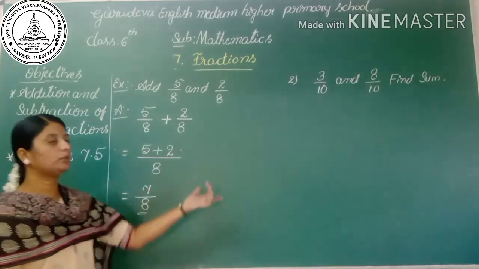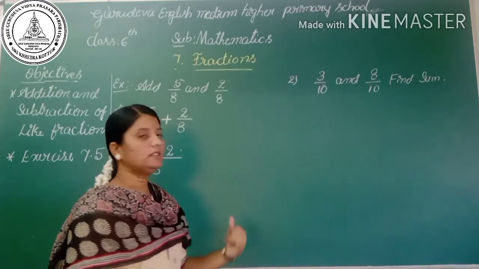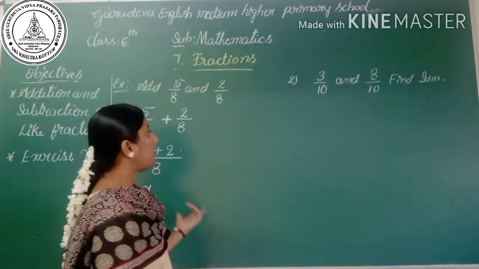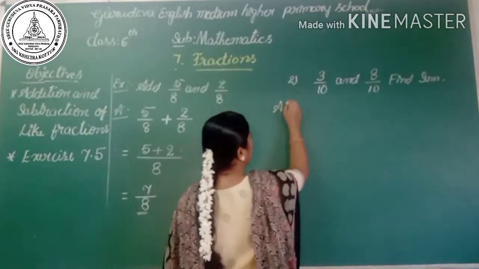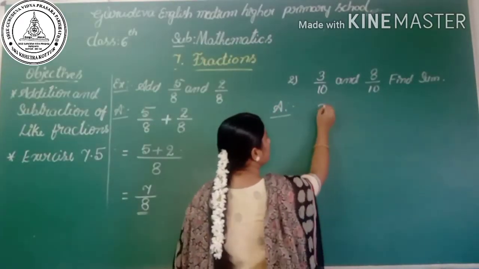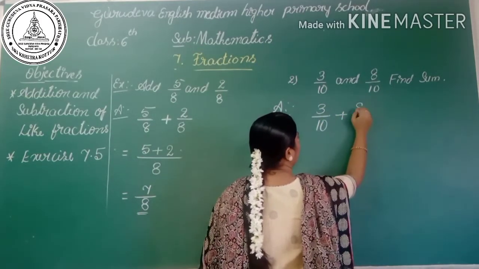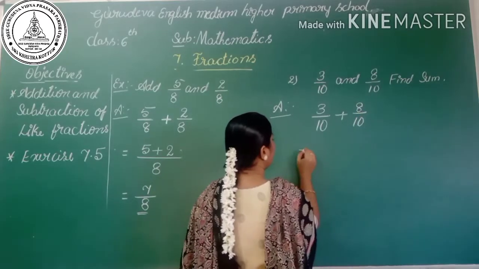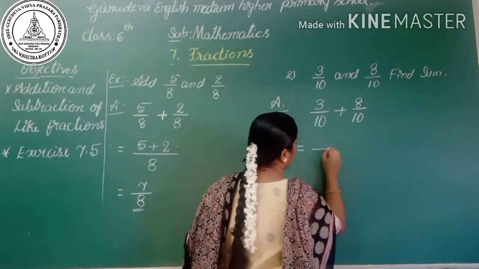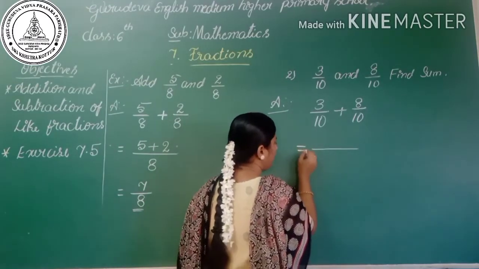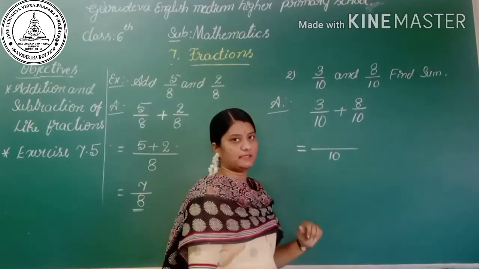Then similarly we have to do the second problem, 3 by 10 and 8 by 10. Find the sum. Sum, addition or total are all the same. Then find your answer. First write the given fractions using the addition symbol, 3 by 10 plus 8 by 10. Now you observe here, the two fractions have the same denominator. Write the denominator as it is. Between them we write the divider line, and in the denominator write 10 as it is.